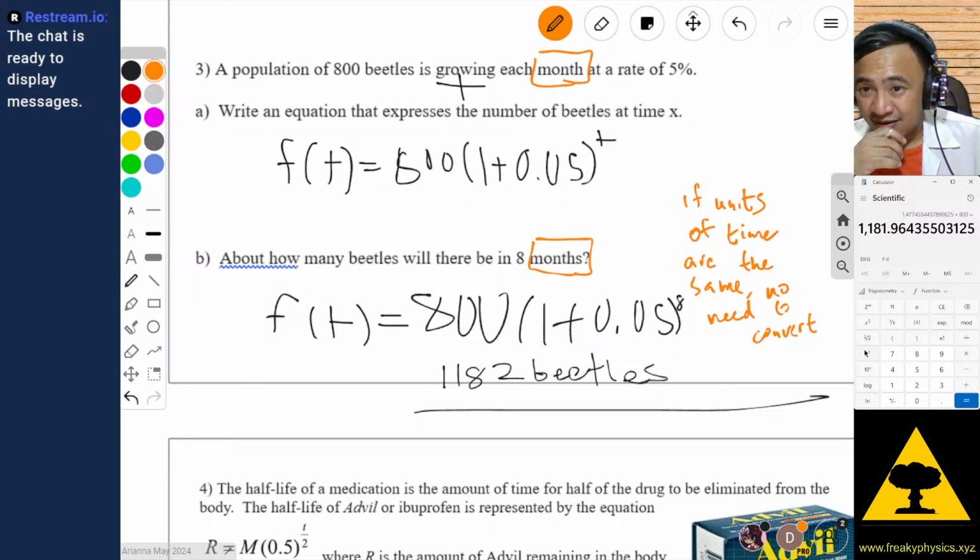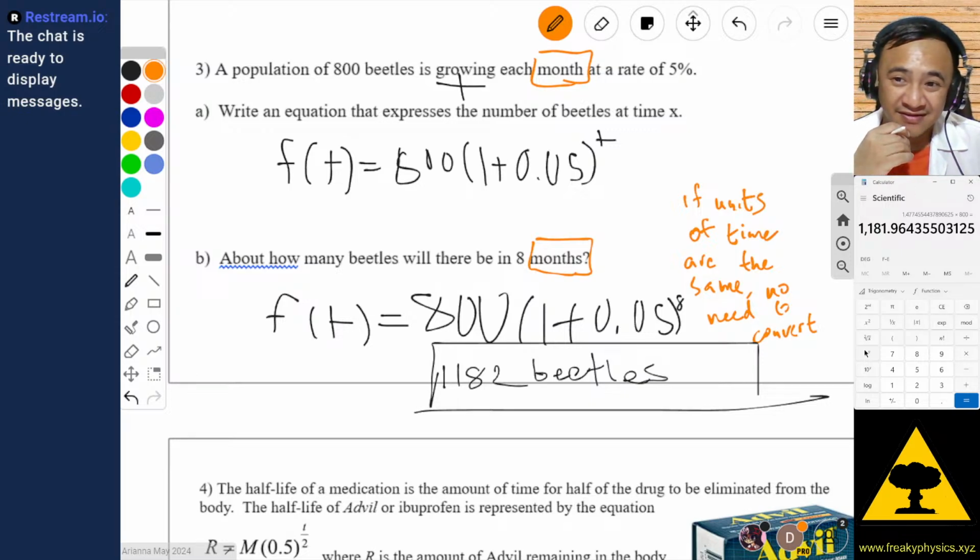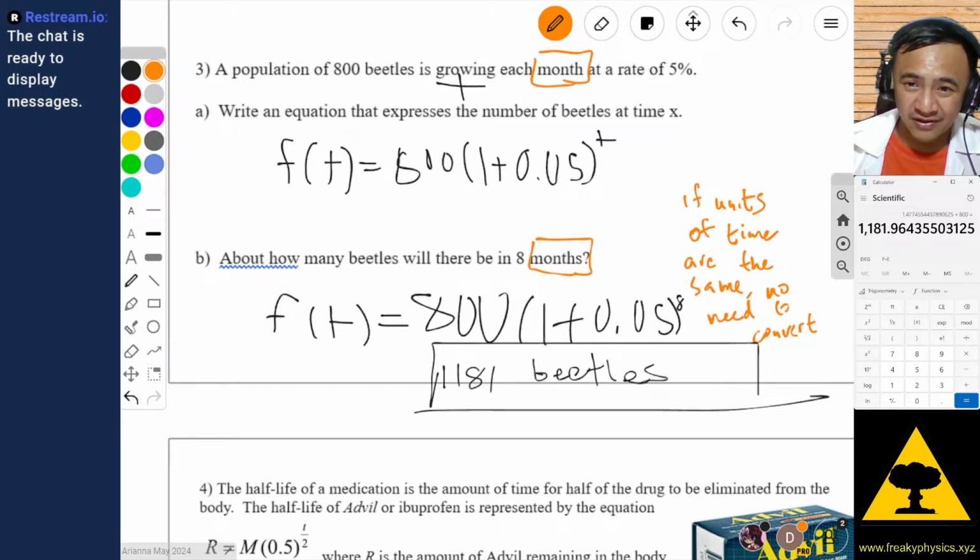I would round that off to 1181, not 1182. Why is that the case? Because you can't have a portion of a beetle. No matter how close it is to one beetle, it's not yet a whole beetle, right? Or in fact, because it's just an estimate, you can also say 1180.